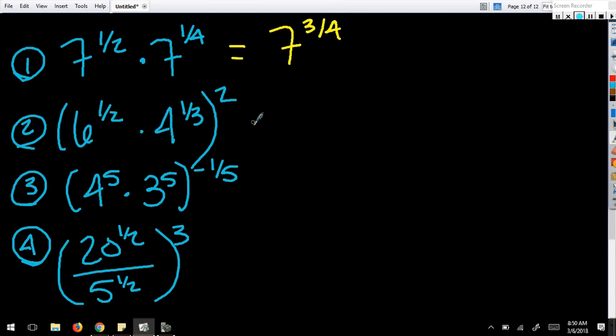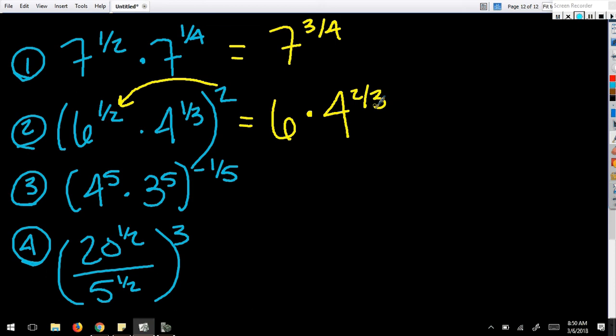Look at the next one. You can distribute that 2 because I am multiplying in those parentheses. So what is 1/2 times 2? 1. What is 1/3 times 2? 2/3. Does that become 24 to the 2/3? No, because to combine them, the exponents would have to be the same, and they're not. So I'll leave it. Does that make sense?